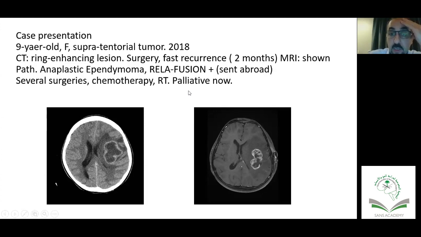Okay, and RELA fusion positive now has the worst prognosis. It doesn't respond well to chemotherapy or radiotherapy. But it's a new entity now in the supratentorial ependymoma. Remember this RELA fusion.